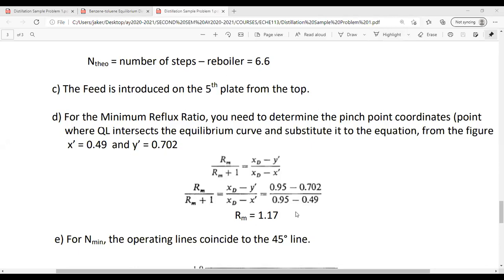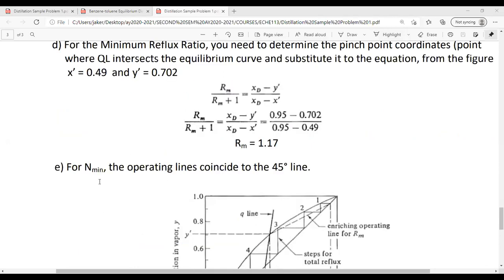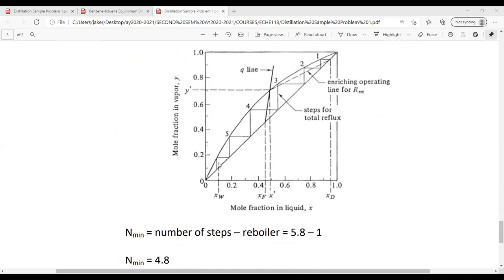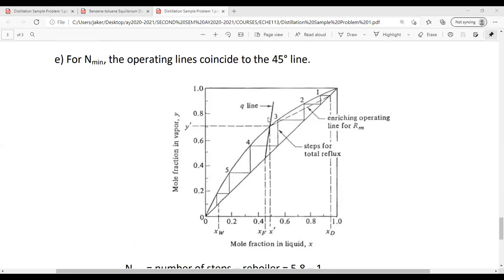So for letter E, if we are to determine the minimum number of stages, the operating lines will all coincide to the 45-degree line. In that case, you have to disregard the operating lines you have written here, and you will simply draw the steps based on the X sub D and the X sub W. Now, you can see that it's 5 point something, 5.8. So you subtract 1, that would be 4.8 for the minimum number of stages.